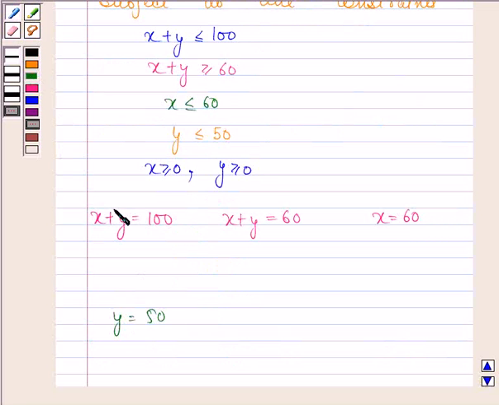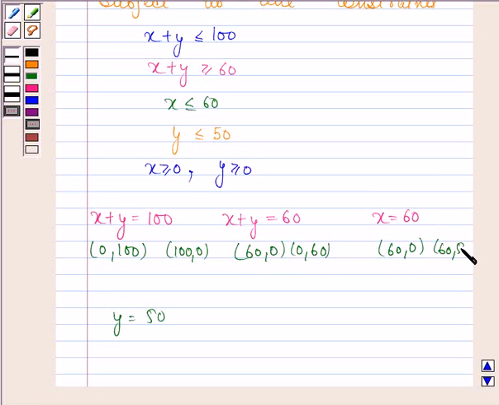The points lying on this line are (0, 100), (100, 0). Points lying on this line are (60, 0), (0, 60). Points on this line are (60, 0), (60, 50). Points lying on this line are (0, 50), (60, 50).